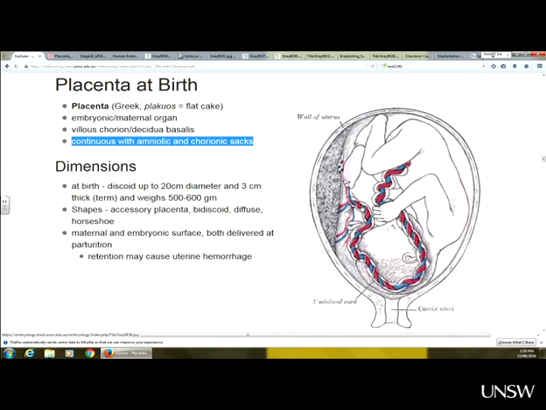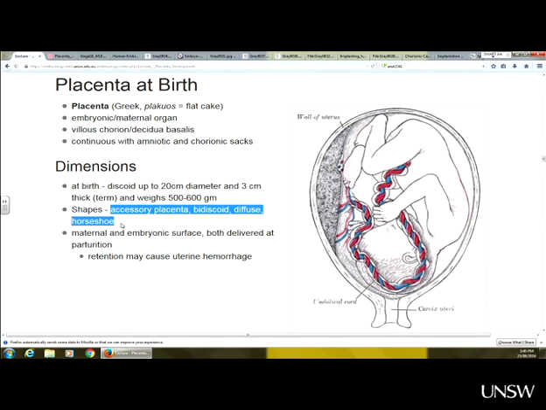It's about 20 centimetres across, 3 centimetres thick, and weighs about half a kilo or more, full of fetal blood. It comes in a range of different shapes. So there are abnormalities in the formation of the placenta, which I'll talk about in the lab, and these abnormalities describe the shape of the placenta itself.